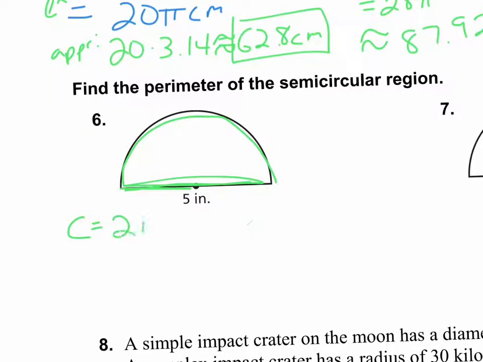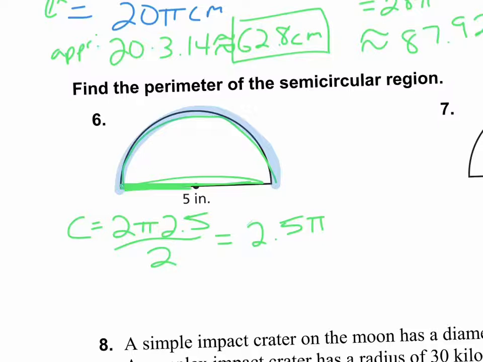So 2 pi times half of my diameter, so half would be 2.5. And it's only half that section, so I'm going to divide by 2. So when I do that, I get 2.5 pi. Okay, but are you done? So I just found this region right here. I just found this. Is that the full perimeter of that?